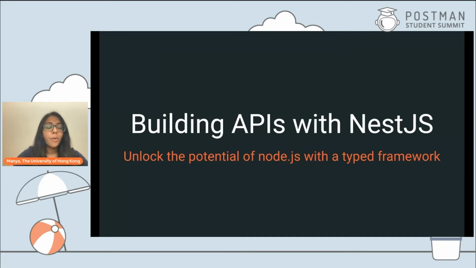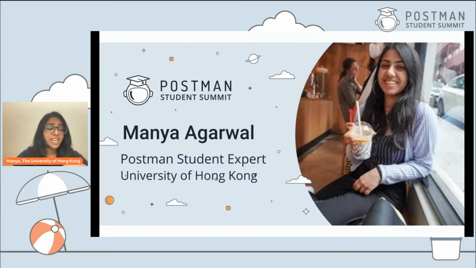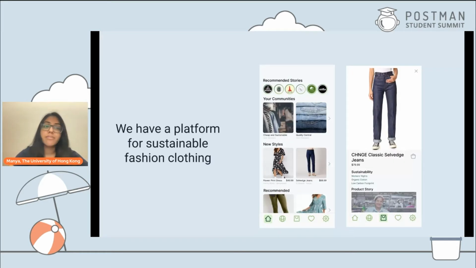All right. But before we build any API, I think it's quite important to understand what it is that we might be building an API for, just so that we can follow along better. So let's say that for today's sake, we are building a platform for sustainable fashion clothing. So we want to see a couple of things that any e-commerce store would have.